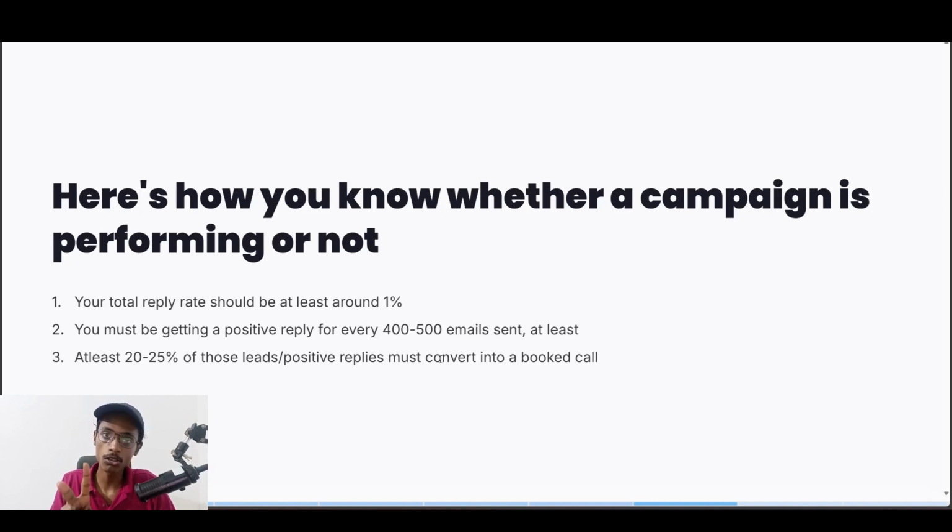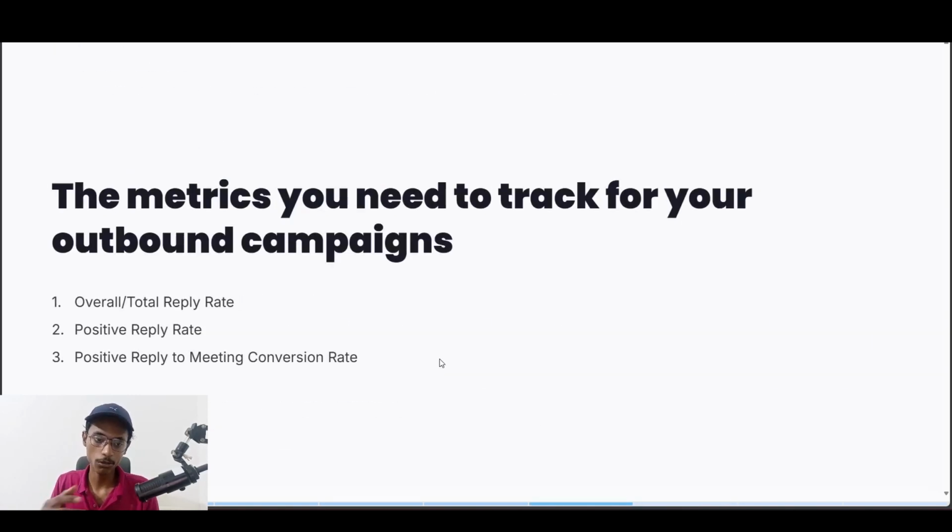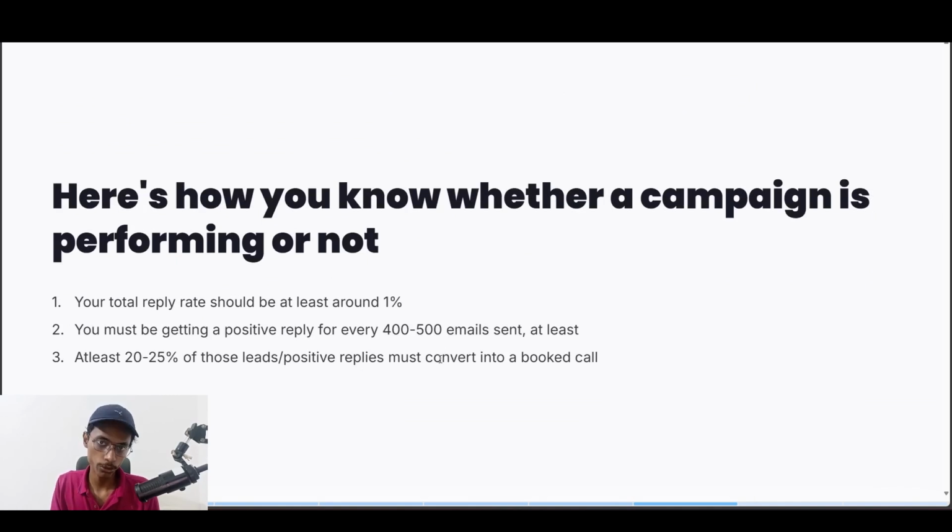Number two, you should be getting a positive reply for at least every 400 to 500 emails sent, right? This can slightly vary depending on your offer, but at least aim for 400 to 500 emails sent. For every 400 to 500 emails sent, you're supposed to get at least one positive reply. And from that, at least 20 to 25% of those leads or positive replies must convert into a booked call. Basically, the positive reply to meeting conversion rate should be at least around 20 to 25%.